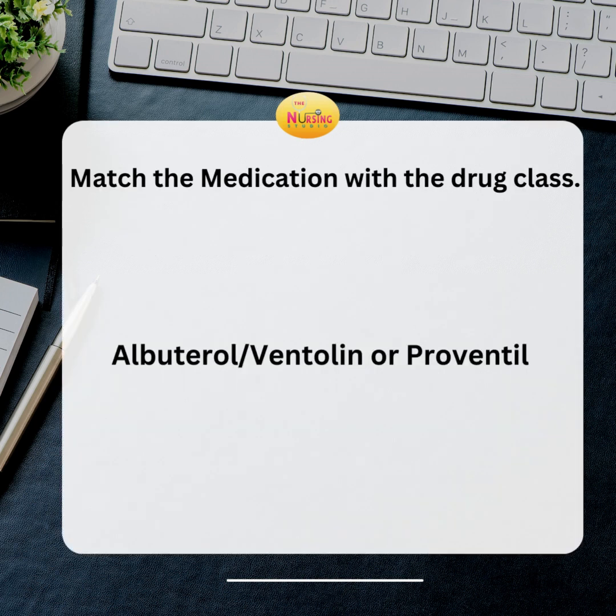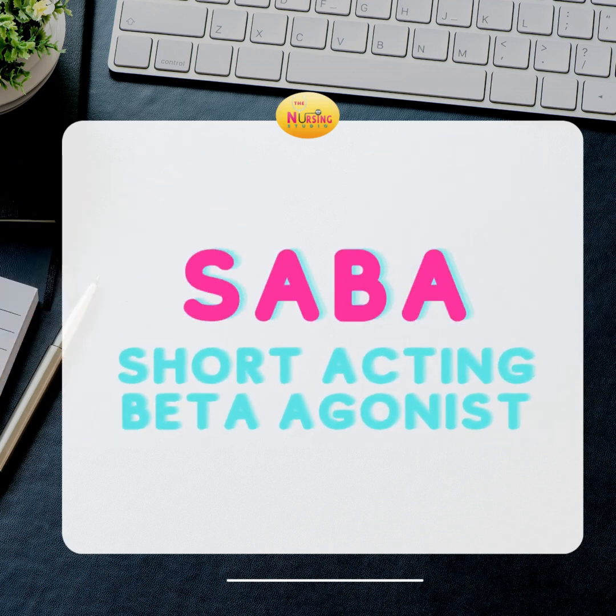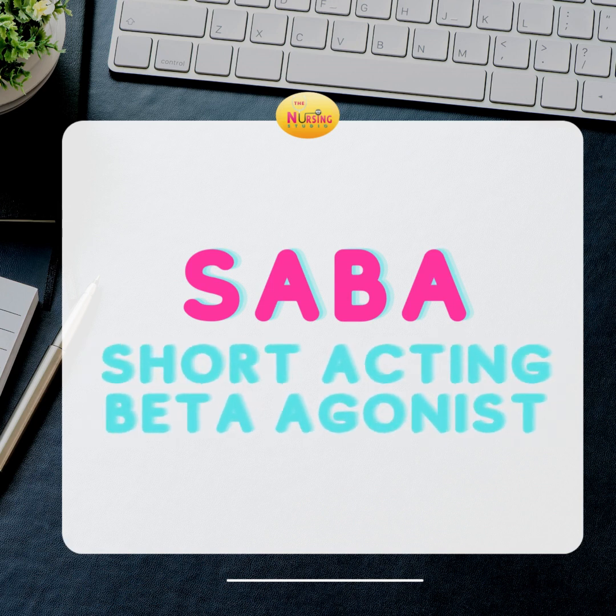All right, so now I'm just going to do a few matching because I just want to test your knowledge on these drug classes. I did a little bit different this time. So let's match the medications with the drug class. So albuterol, also known as Ventolin or Proventil, which drug class? And you should know this one. We just discussed it. SABA, short-acting beta agonist, right?